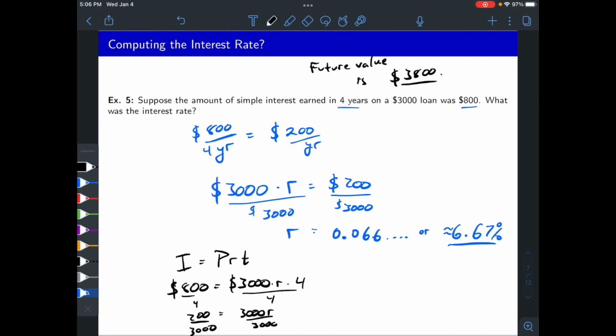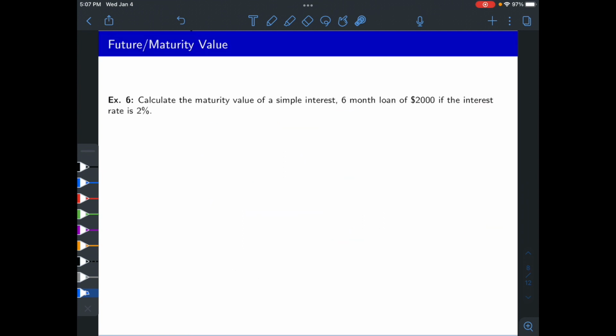Okay, so if you ever want to figure out your future value, also called the maturity value, all you have to do is say what's my principal, then figure out how much interest you're making, and then just add the principal plus the interest. So if we want to calculate the maturity value of a simple interest 6-month loan of $2,000 with a 2% interest rate, we first have to compute the interest. So the interest is, well, we do $2,000 times 2%.